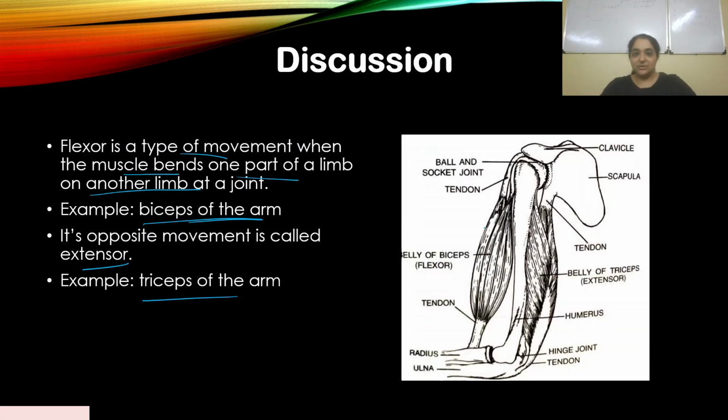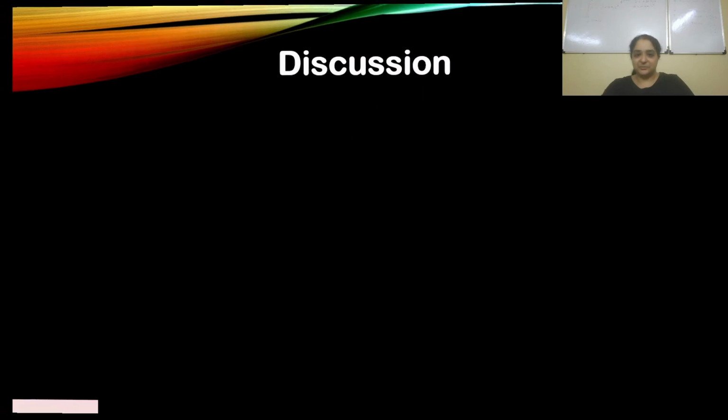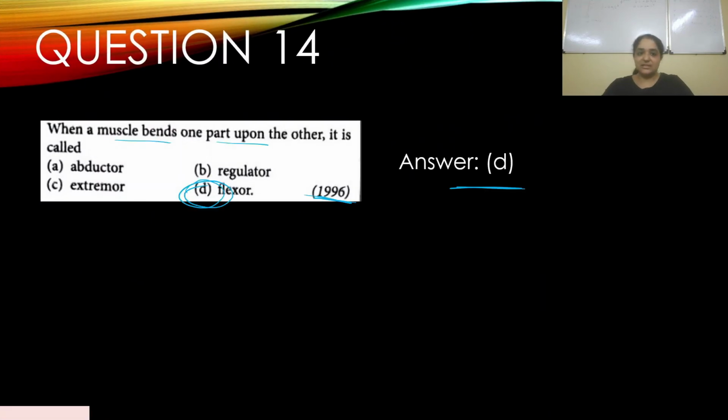You have a very good diagram here. Please mind you, that's the belly of the biceps. This is the flexor part at your hinge joint. And this is the triceps part, the extensor part, the muscle below. So you have the flexor and the extensor. I just gave you an extra piece of information to answer your question. Yes, it is flexor when a muscle bends one part upon the other.